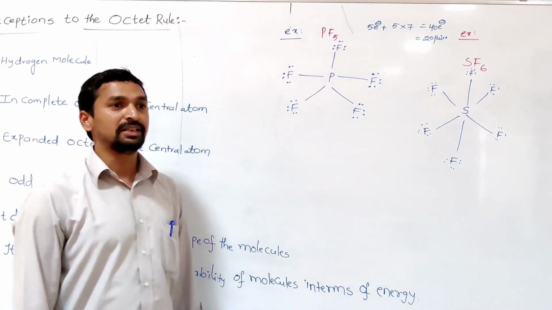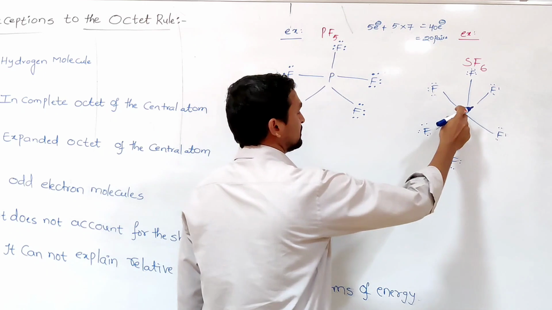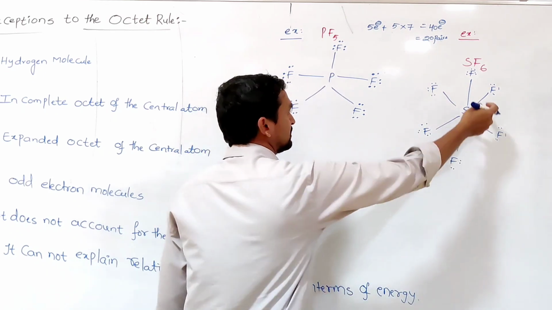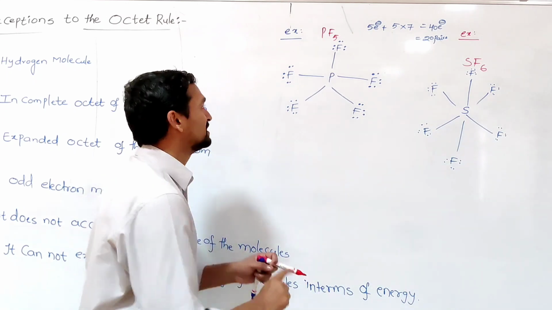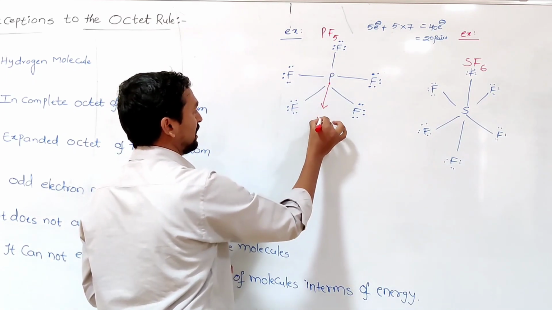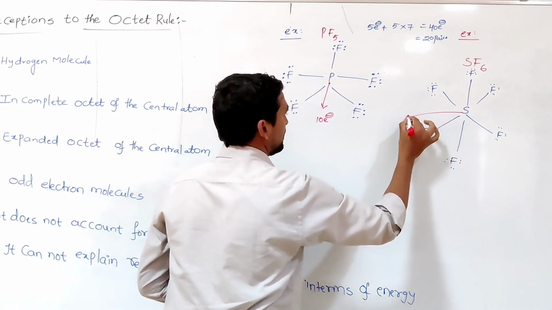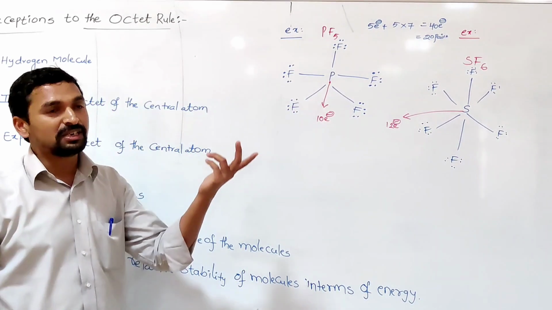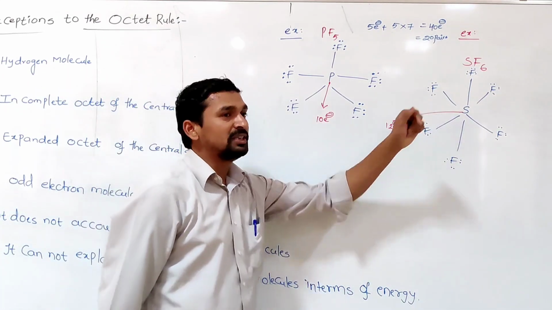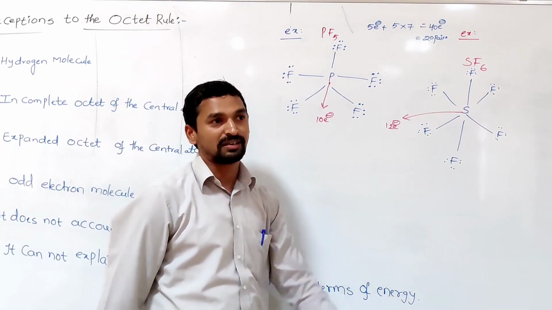So each fluorine atom is getting the octet configuration. But the sulfur has excess electrons, because around the sulfur how many are there? 12 electrons are present. Here this phosphorus has 10 electrons. Here 12 electrons are there around the sulfur. So it also does not obey the octet rule, because an excess number of electrons are there.